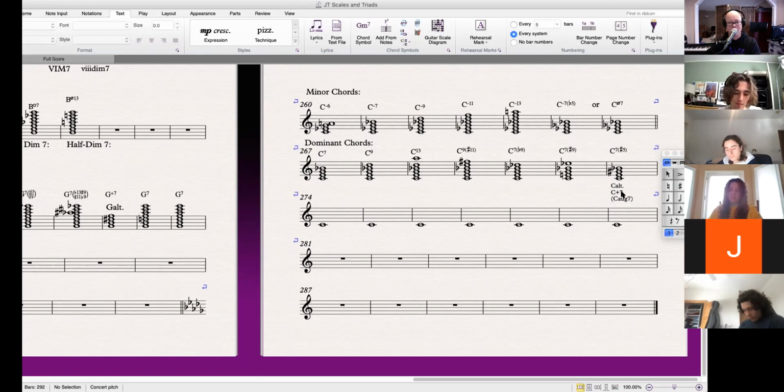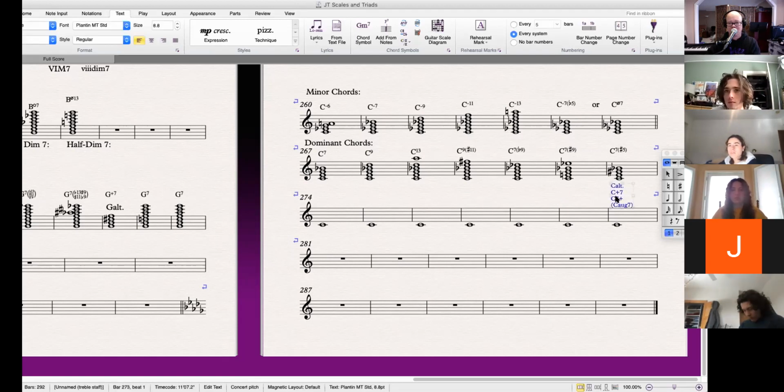Actually, I should just mention this: it depends on the composer and their preference, but I've seen it written like that too. C7 augmented. It's the same thing. It means the same thing. Okay. Moving on.